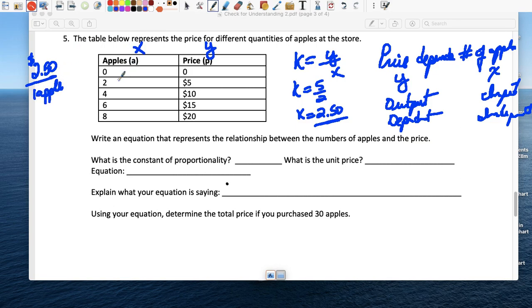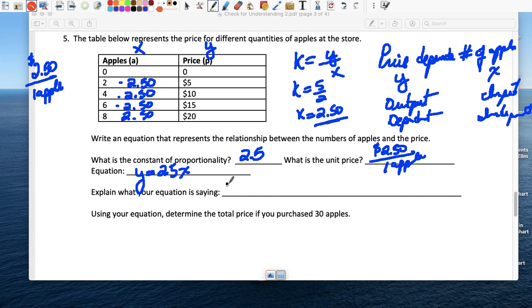So let's see if this is proportional. If I multiply this by 2.50, I get 5, that's right. If I multiply this by 2.50, I get 10, that's right. Times 2.50, do I get 15? Yes. Times 2.50, do I get 20? Yeah. So what is the constant of proportionality? 2.5. What is the unit price? $2.50 for one apple. I need the units there. What's your equation? y equals 2.5x.